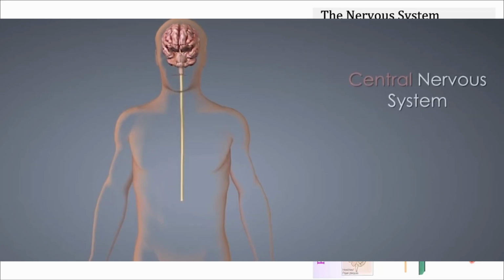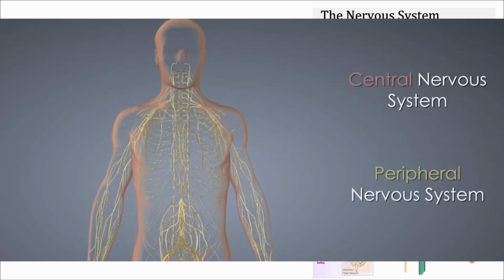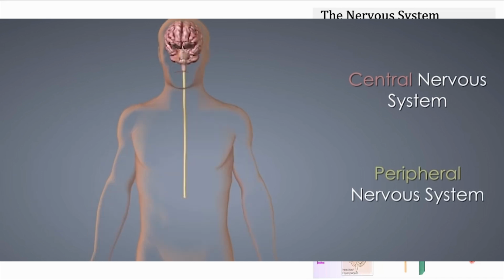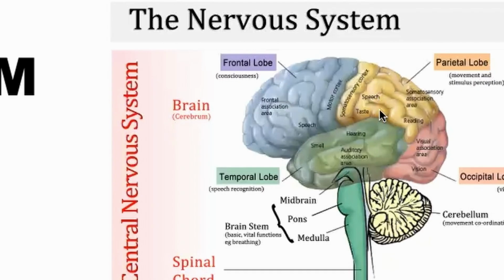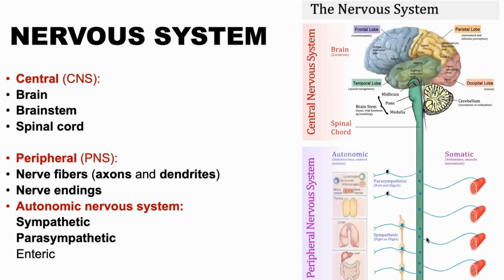The nervous system is divided into central, peripheral, and autonomic. When we talk about the central nervous system, we're talking about the brain stem and the spinal cord. Looking at this simple diagram, take note of the brain, the cerebrum, and its different parts: frontal lobe, parietal lobe, occipital lobe. Look at the cerebellum. The central nervous system includes the brain stem, right here, which includes the midbrain, pons, medulla, and the spinal cord. All of that is the central nervous system.